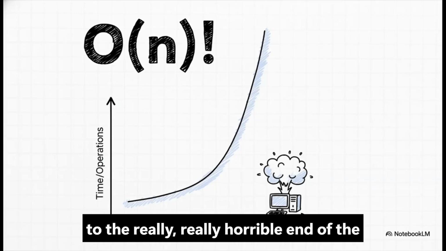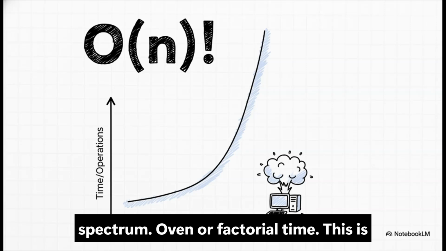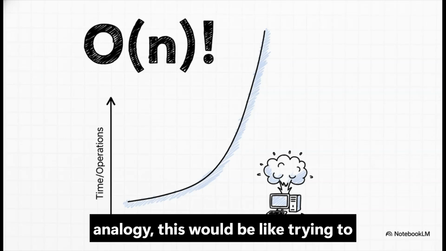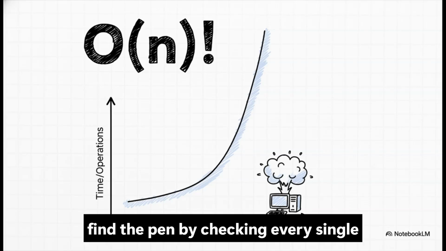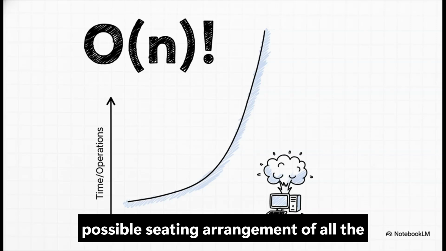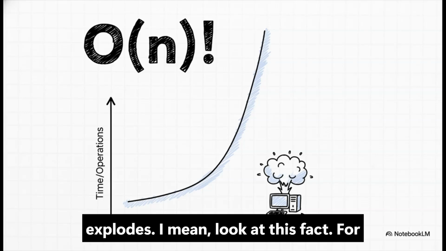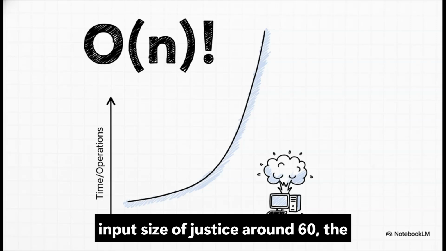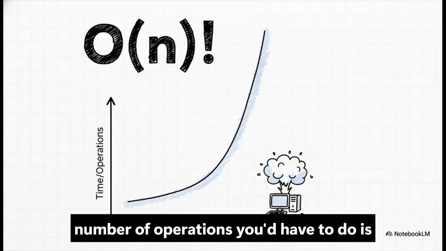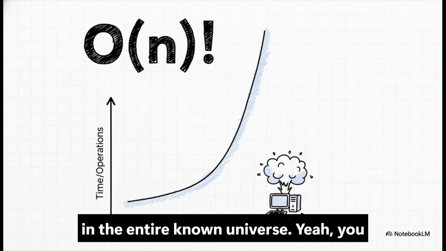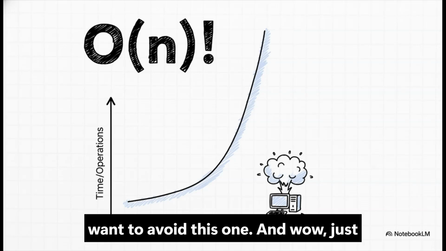And finally, we get to the really, really horrible end of the spectrum, O of n factorial time. This is basically a computational cliff. In our analogy, this would be like trying to find the pen by checking every single possible seating arrangement of all the students in the room. The work just explodes. I mean, look at this fact. For an input size of just around 60, the number of operations you'd have to do is more than the estimated number of atoms in the entire known universe. Yeah, you want to avoid this one.